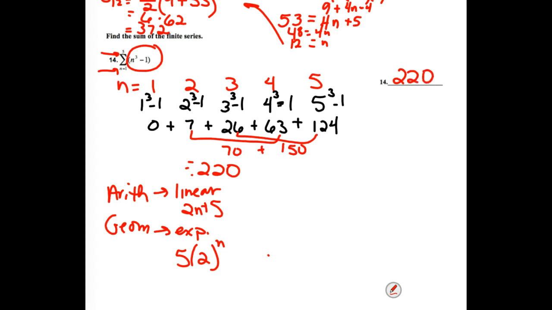So if it is a neither, not arithmetic, not geometric, this is what I would expect to see. If it is arithmetic or geometric, I can't see what we just did here. You have to show me those formulas are being used.